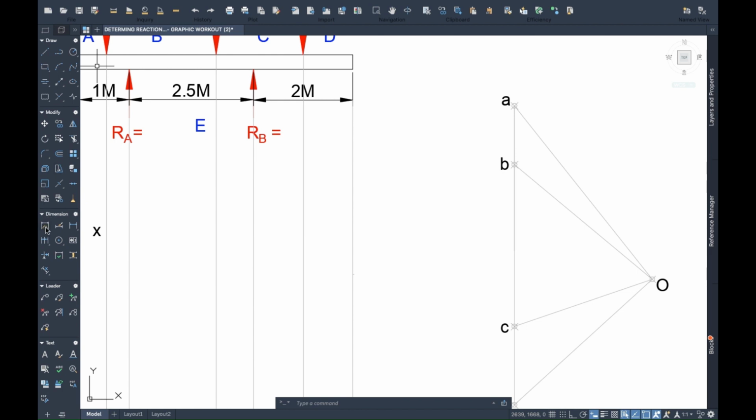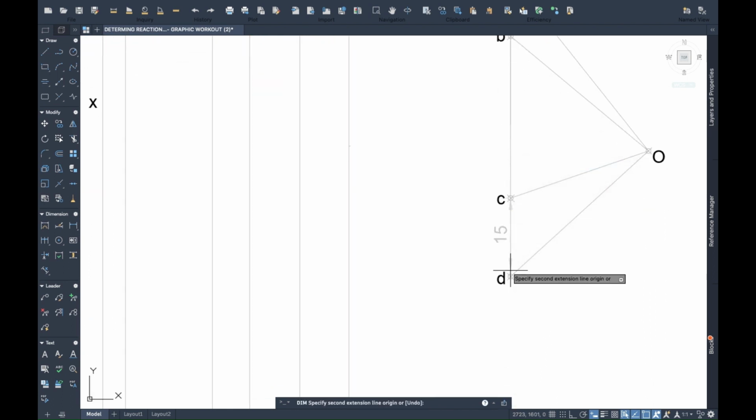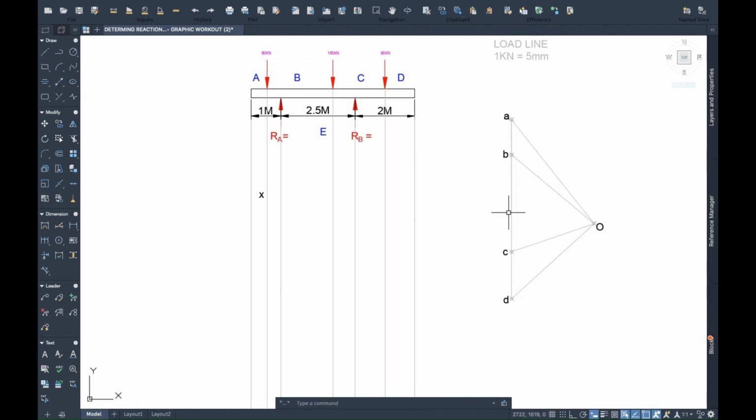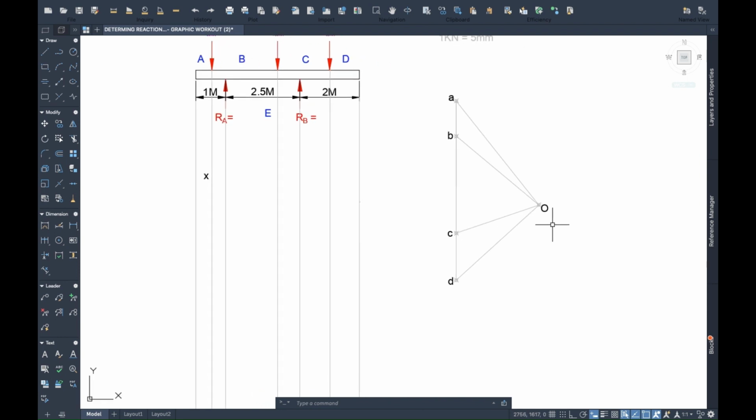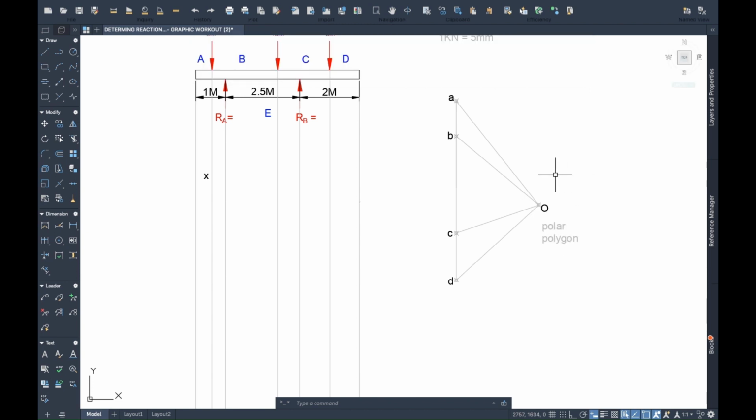And let me just show what's going on. So this here is 12. All right. This here will be 33. And this here would be 16. All right. So over here we have our scaled load line. And of course we know that this over here will be our polar polygon. So over there is our polar polygon.